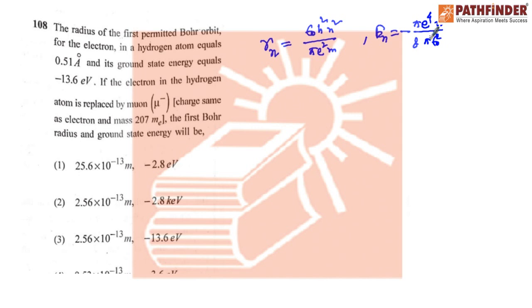Okay, so by putting the values, for now move on, you can determine what is the radius and what is the energy. And if you put the values, you will get radius is equal to 2.56 into 10 to the power minus 3, and you get energy is equal to minus 2.8 kilo electron volt. So correct option is option number 2.